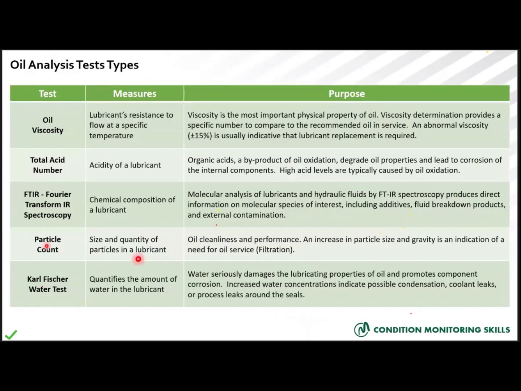So this is a summary of the different oil analysis tests. We can do an oil viscosity test. It measures the lubricant's resistance to flow. We can do a total acid number test, or TAN test. We can do the FTIR test, which is a Fourier transform infrared spectroscopy test. We can do a particle counting test to know the size and the quantity of particles in the lubricant.